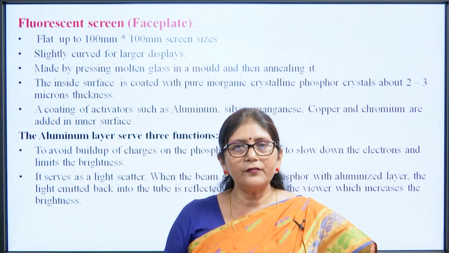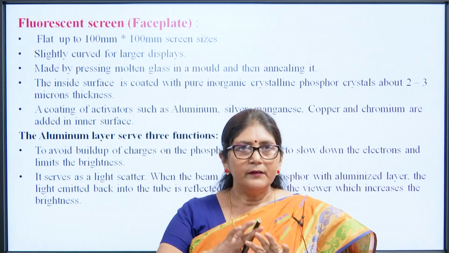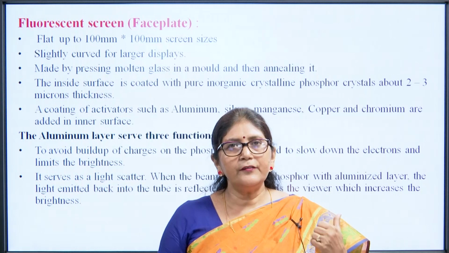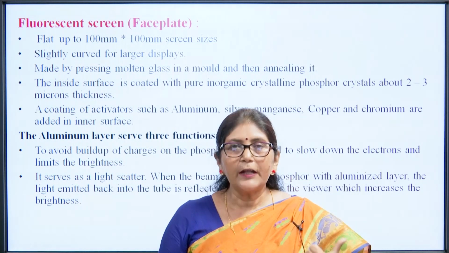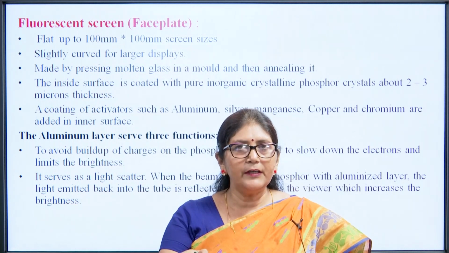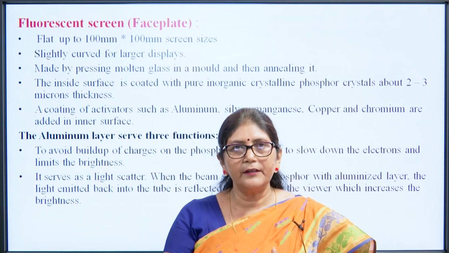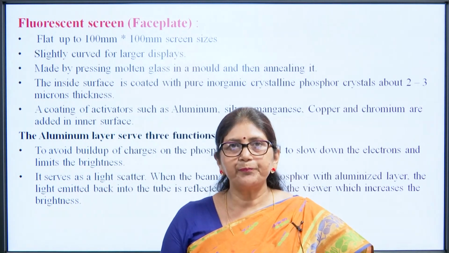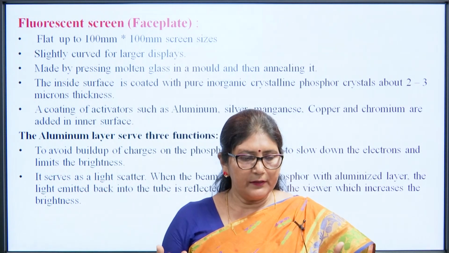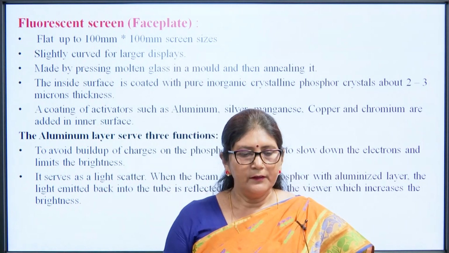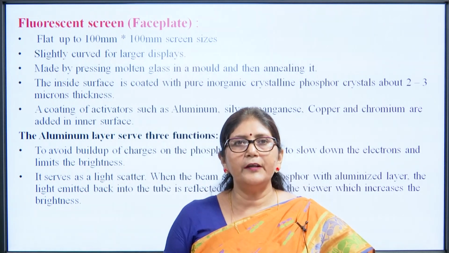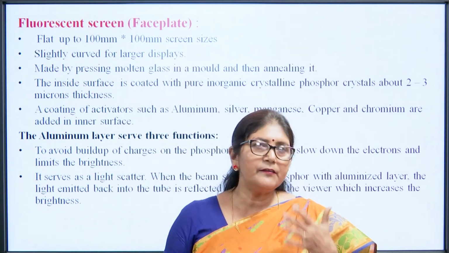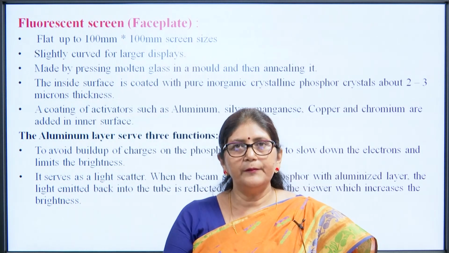Second, when the electrons strike, some of them get collected on the screen, and then the next electron emitted from the cathode will not strike the screen, because there is a negative charge layer. That charge layer is also dissipated by the aluminum. And third, when the beam strikes the phosphor with the aluminized coating, the light emitted back from the phosphor screen is reflected again by the aluminum.